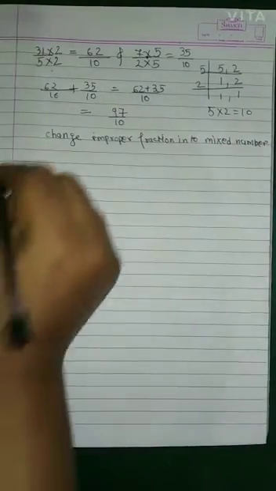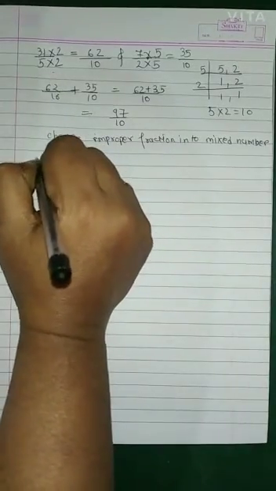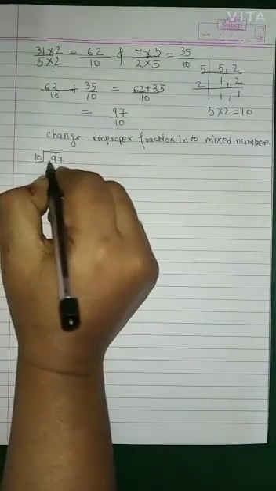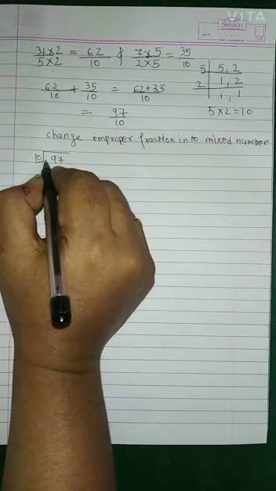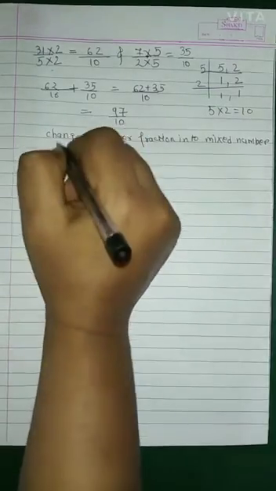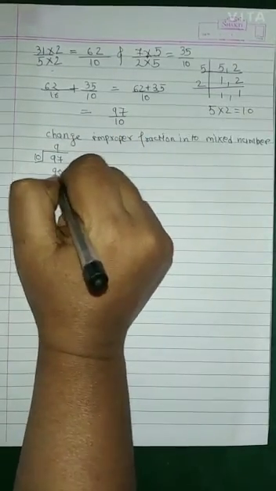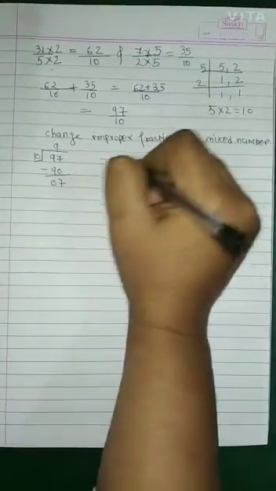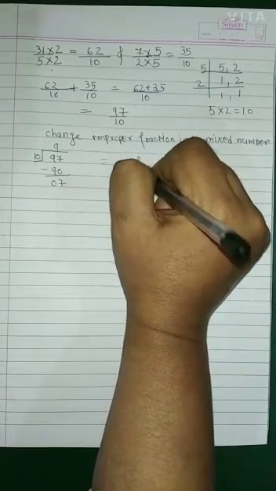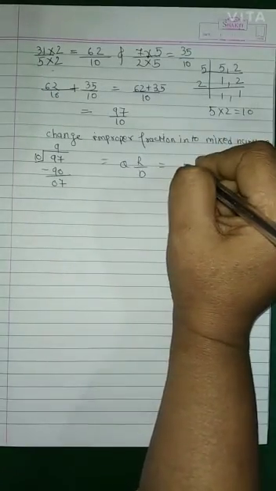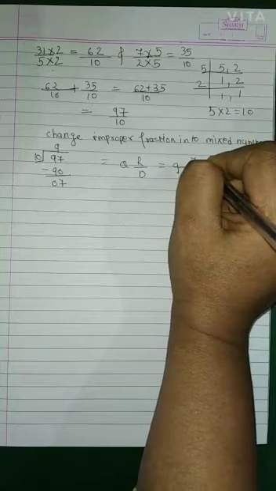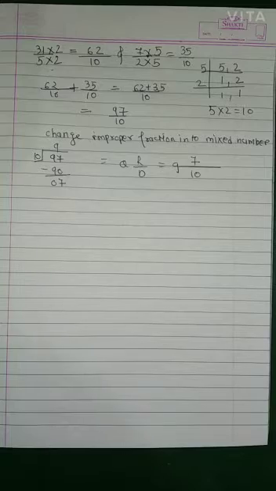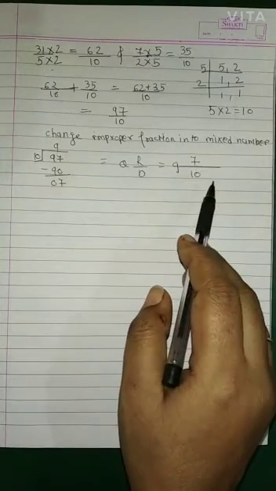So what we get? We have to perform division here, 97 divided by 10. 10 nines are 90. So we get the mixed number formula QRD. Quotient is 9, remainder is 7 and the divisor is 10. So the answer is 9 into 7 by 10.